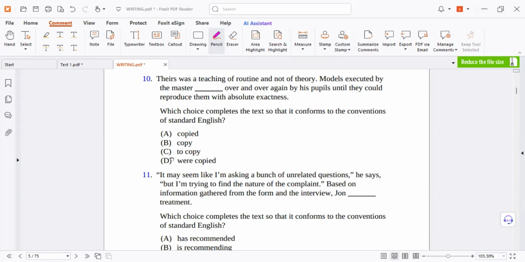Is it letter D? We need a reason. Isn't the subject "model"? That means we have to find the verb, and the verb has to be past tense.